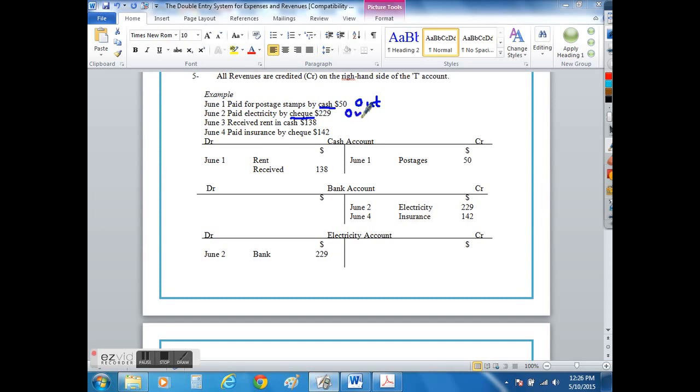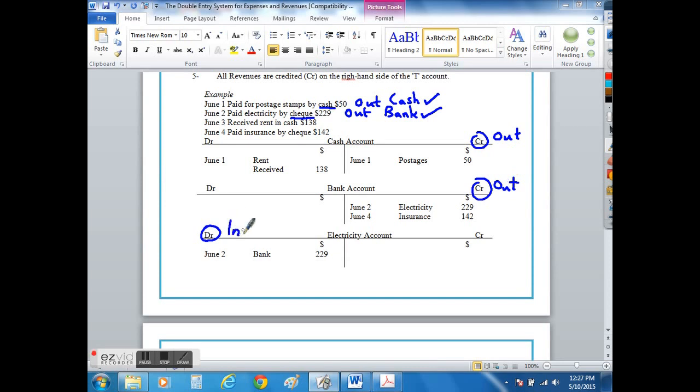So here we would open two T accounts. One is the cash account, the second is the bank account, and we would show the expenses being paid on the debit side. A quick note for you, the expenses are always on the debit side, because when you make a payment out of your cash or bank account, of course it's going to go out on the credit side and into your expense account on the debit side.